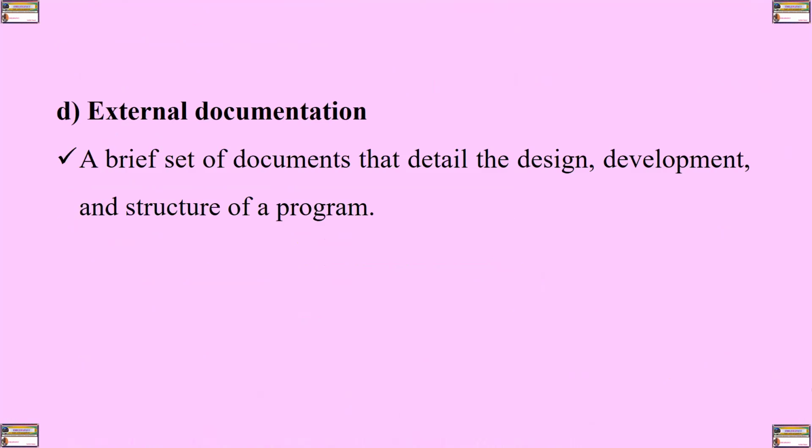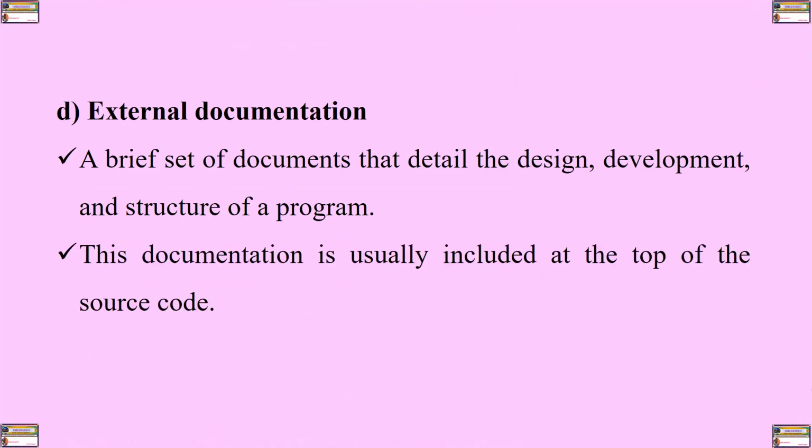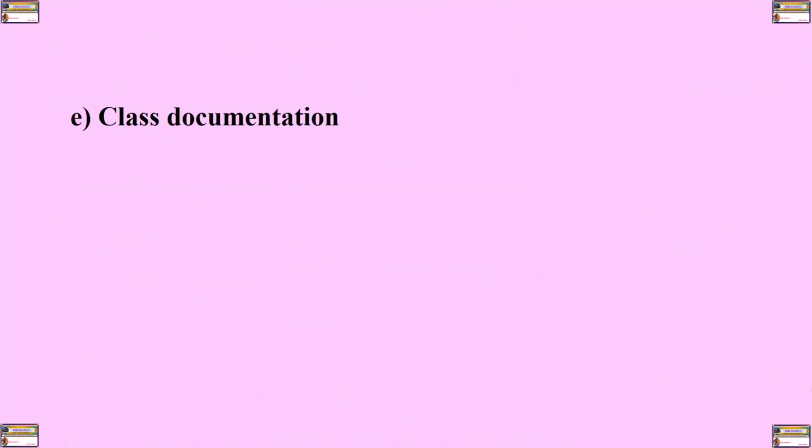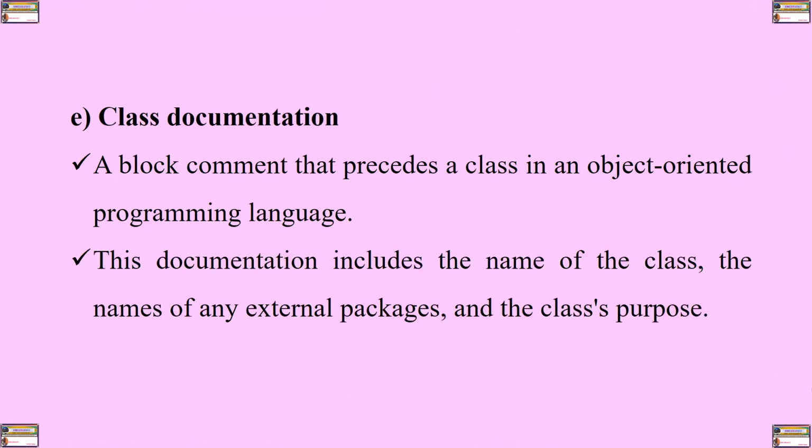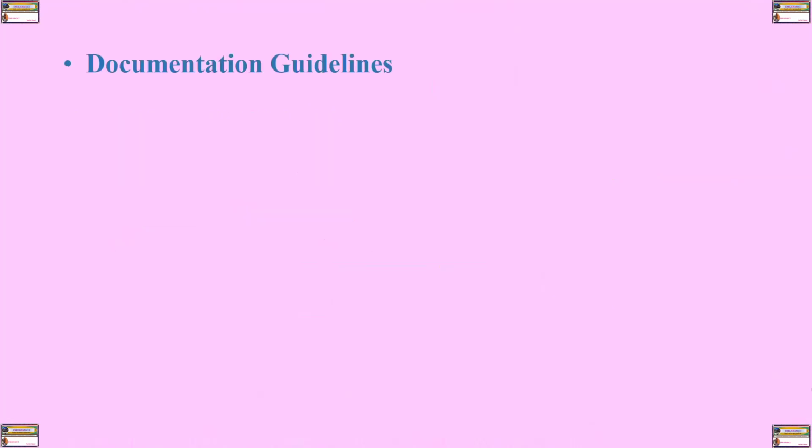Number 4, or the fourth type, is external documentation. A brief set of documents that detail the design, development, and the structure of a program. This documentation is usually included at the top of the source code. The fifth type is class documentation. A block comment that precedes a class in an object-oriented programming language. This documentation includes the name of the class, the names of any other external packages, and the class's purpose.